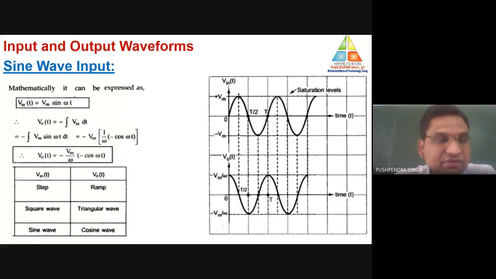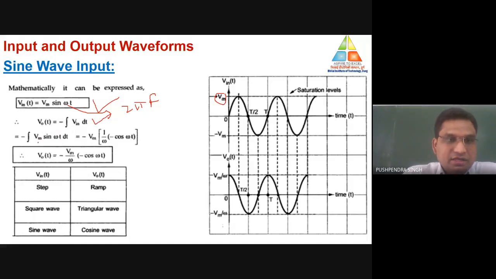When the signal is a sine wave, let us assume that the mathematical expression for the sine wave is Vm sine omega t, where Vm is the peak amplitude of the signal, and omega is the angular frequency, where omega is equal to 2 pi f. So what is the value of output? Output is minus integration 0 to t Vin into dt. Vin is Vm sine omega t. So the integration gives minus of Vm times 1 by omega times minus cos omega t. So here minus and minus would be plus.